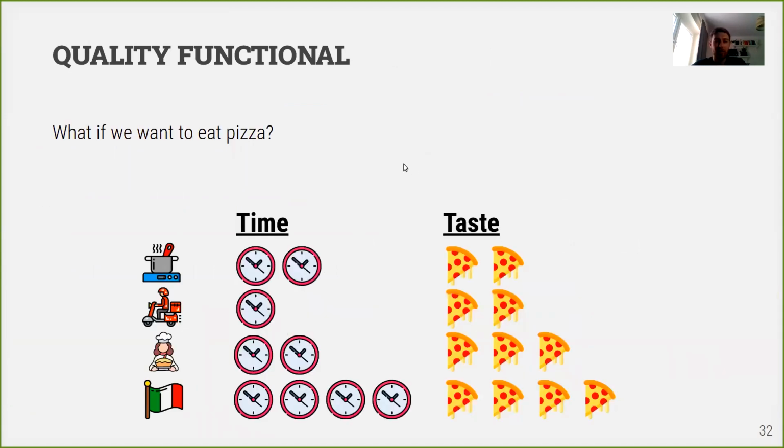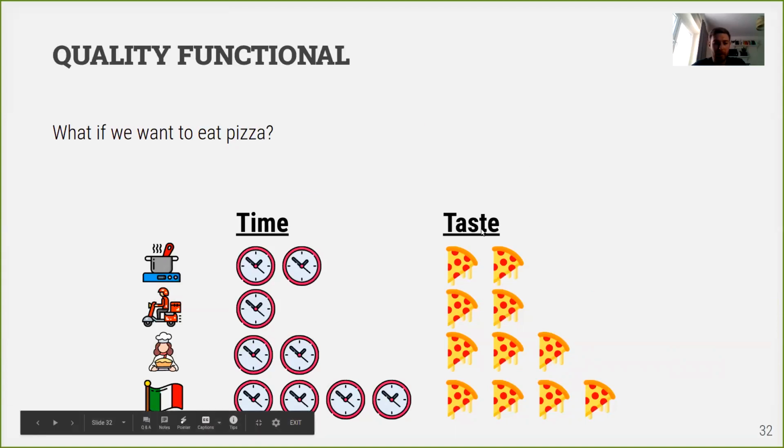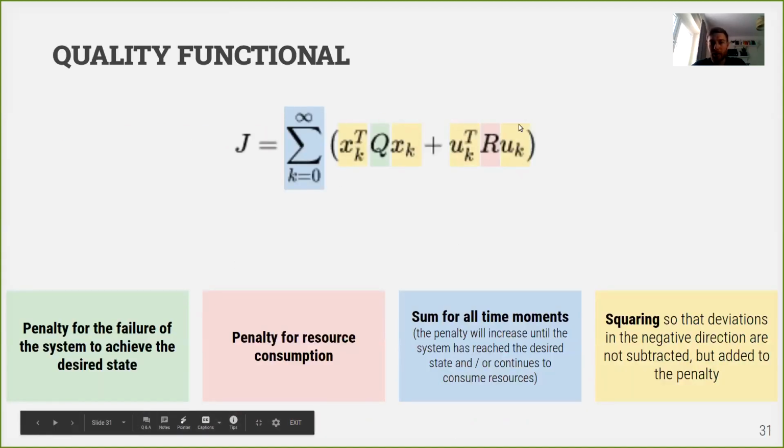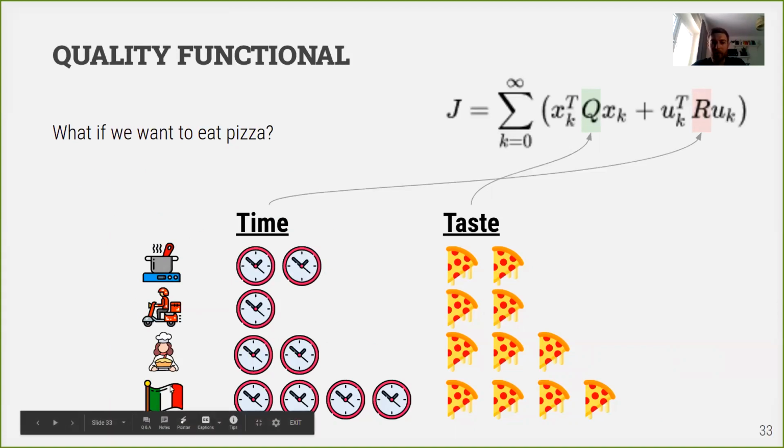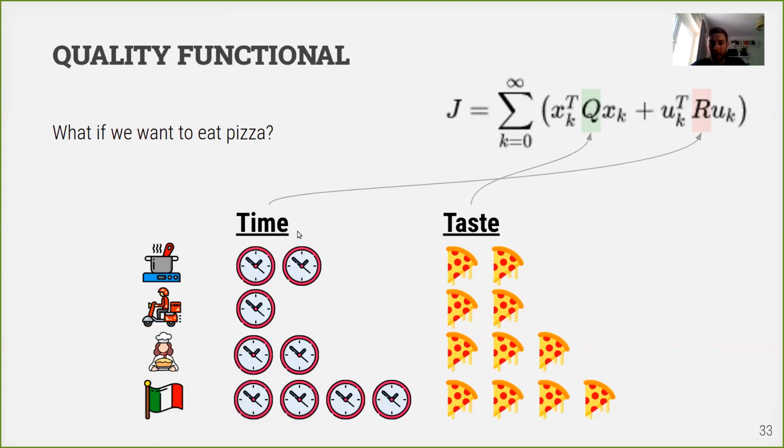And here's just a simple example. Imagine we want to eat pizza and we have our resource, which is time, and we have taste, which of course we want to be as tasty as possible. And this is the first term, and our time is the second term here, right? And of course, we can cook it on our own. We can just order delivery. We can fly to Italy to eat pizza. And all of this would be a trade-off between spending too many resources and obtaining the better pizza we want. And this is what this linear quadratic regulator does. It finds a trade-off between the desired state and spending too many resources on it.